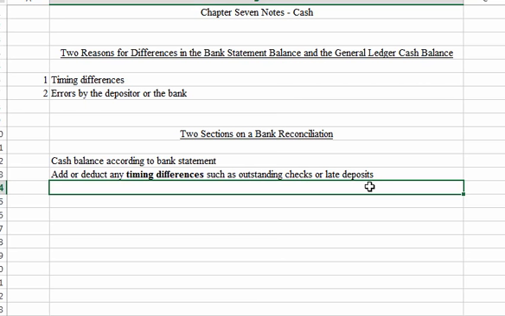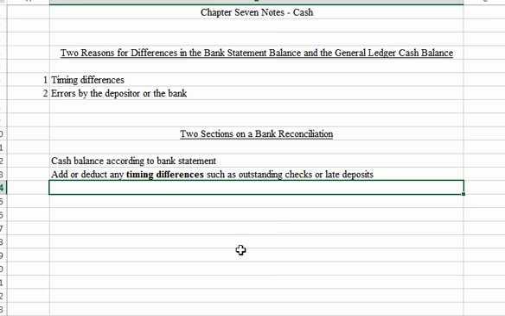Or late deposits. Well, we make a deposit in a night deposit. We might add it to our balance that night. The bank might not add it to theirs till the next day, or maybe even the next day. So to get the two balances to equal out, the depositor has already added the deposit to their balance. We need to add it to the bank's balance to get the two to match or reconcile.